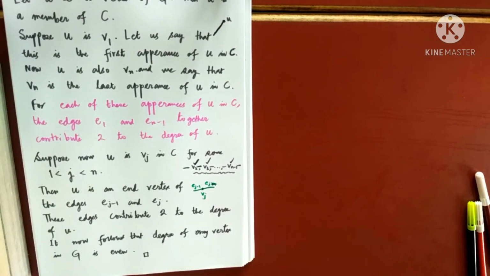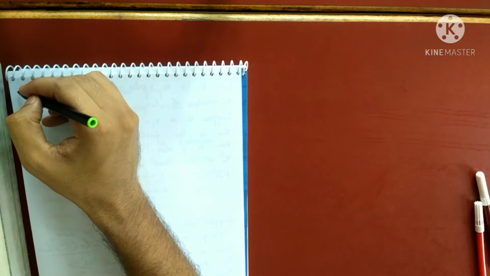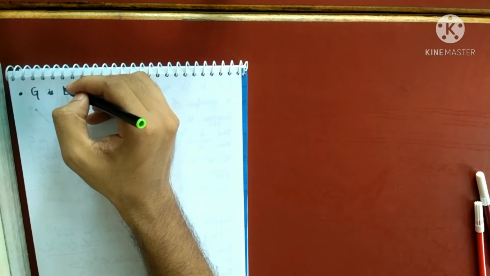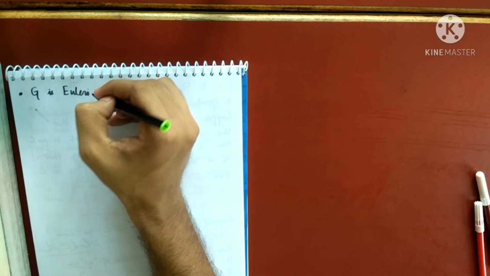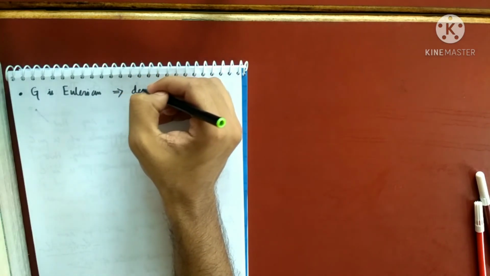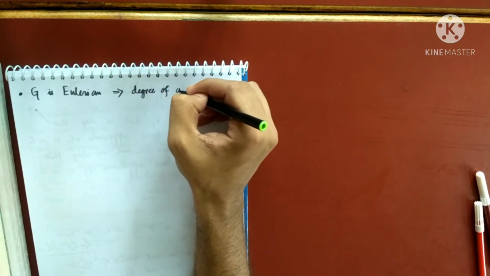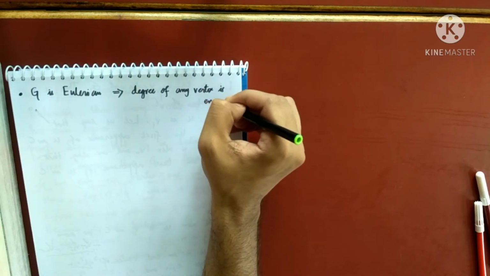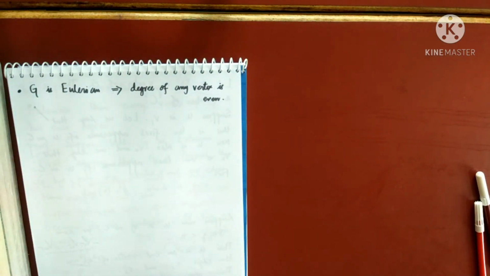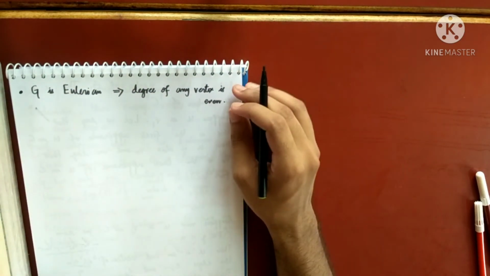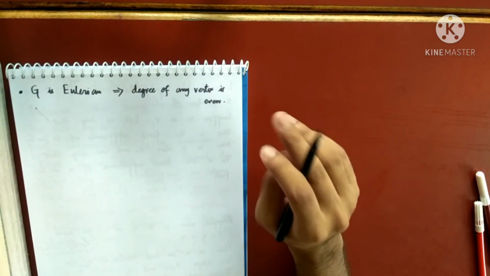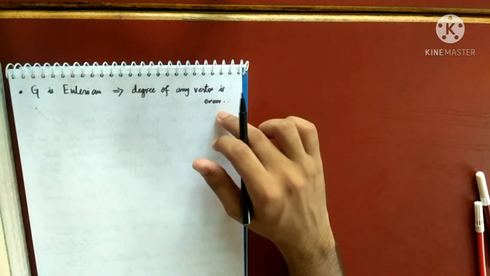So let's move forward. What does this theorem say? That G is Eulerian implies the degree of any vertex is even. So this was the conclusion from this theorem, and obviously G is connected, that I am assuming, because if it is disconnected we don't talk about an Euler circuit. So if G is Eulerian, then the degree of any vertex is even.